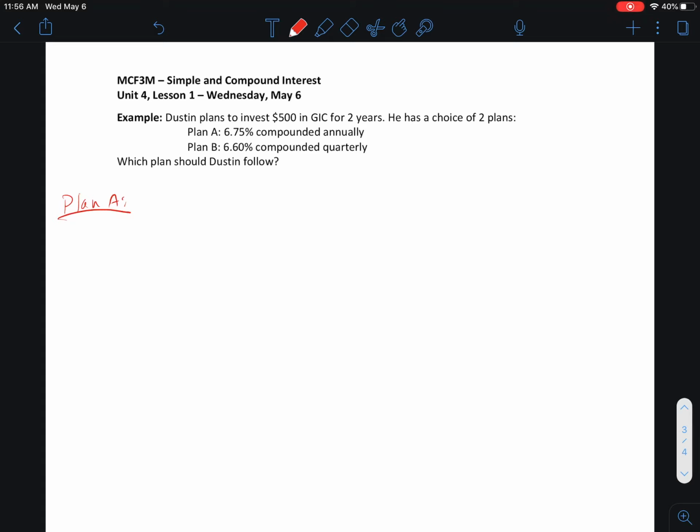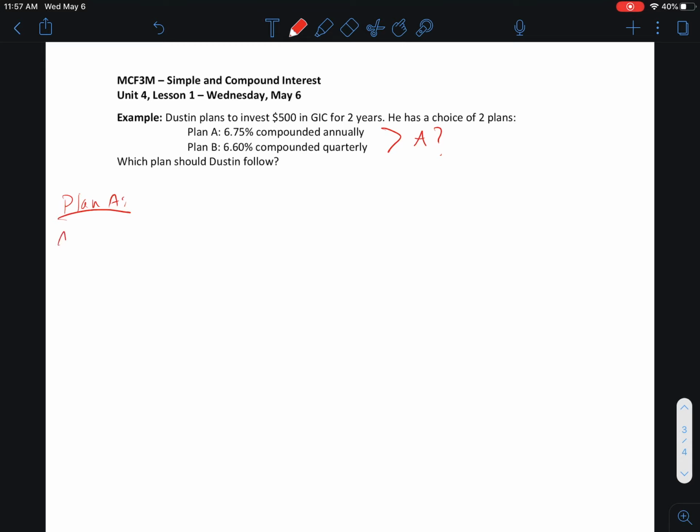Dustin plans to invest $500 in a guaranteed investment certificate, a GIC, for 2 years. And he has two choices of plans. Plan A is going to be compounded annually, so every year he's just going to earn 6.5%. And plan B, he's going to earn 6.6%. So a little bit lower of a percentage interest rate, but it's going to be compounded 4 times per year instead of once. So which plan should Dustin follow is ultimately the question.